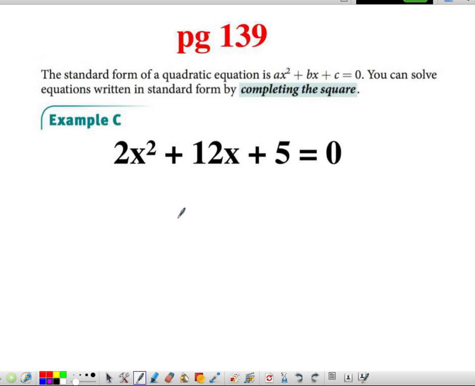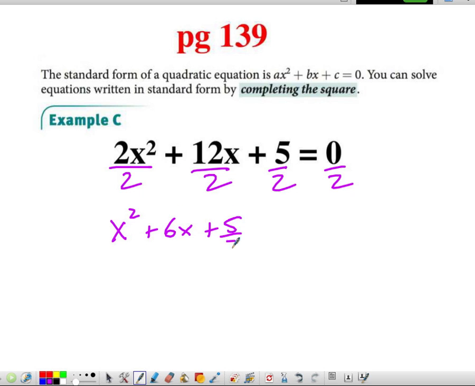Okay, the very first thing you want to do is make the coefficient of x squared 1. So whatever number we have here, we have to divide the whole equation. So we have to divide everything by 2. Alright, so that's going to give me x squared plus 6x plus 5 over 2 equals 0.